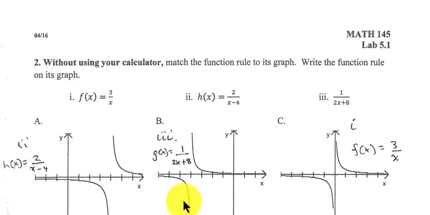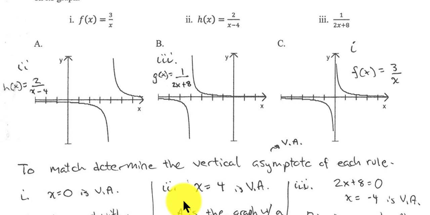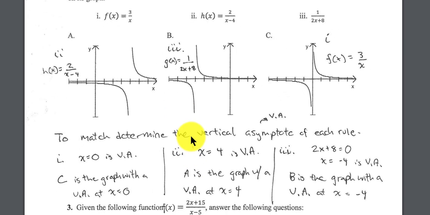Okay. So on the second problem, we have some matching. On my test, I like to have you match graphs. So just look at the denominators. What value will give you an error in the denominator for each of these three problems? So for the first one, if x equals 0, I have a problem. So I would expect there to be an asymptote at x equals 0.